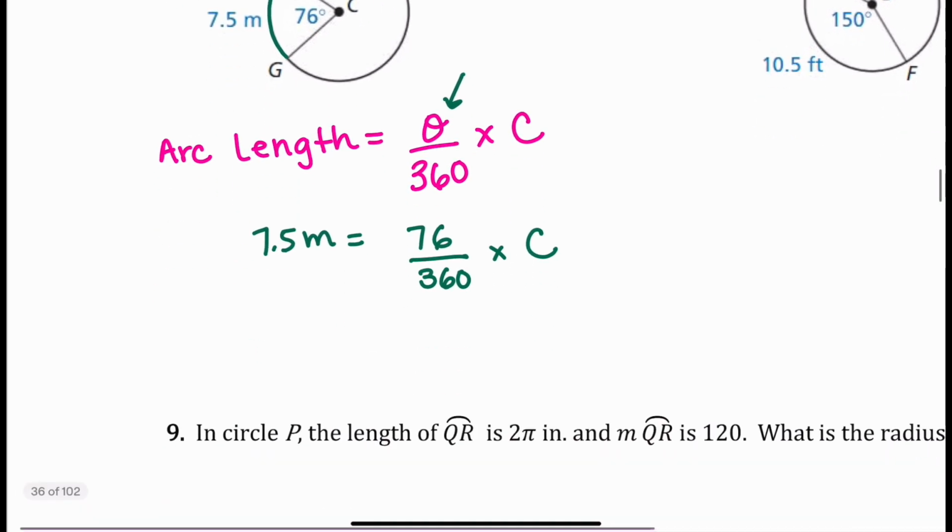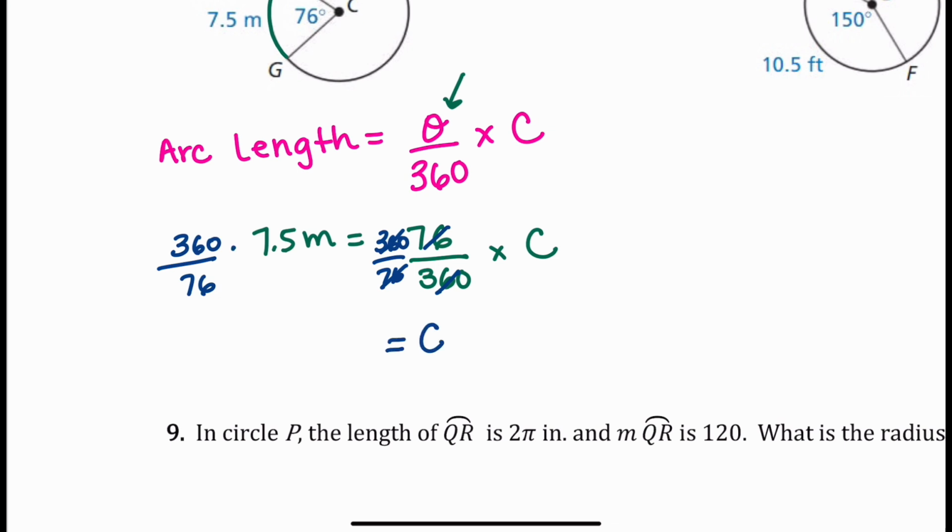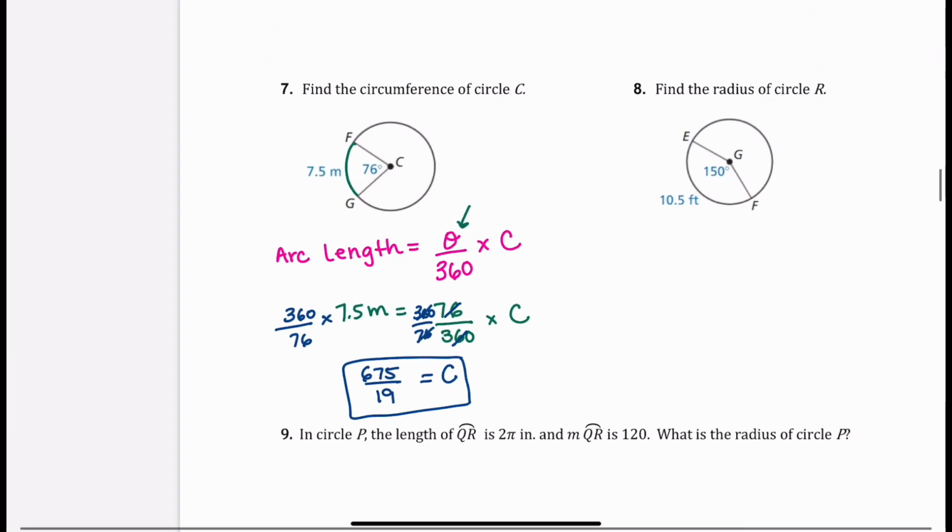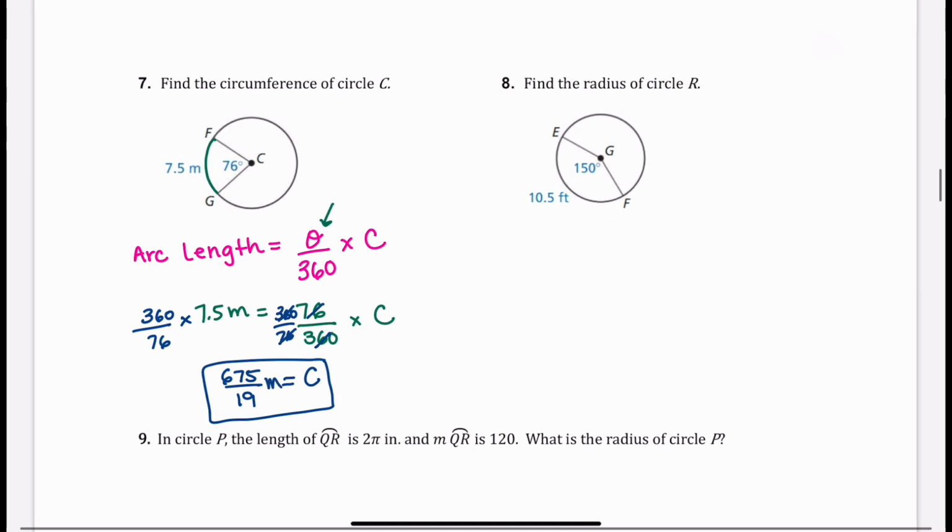So what I'm going to do is times both sides by 360 degrees over 76. The 76's cancel, the 360's cancel, and so I get my circumference is equal to 360 divided by 76 times 7.5. And then I get 675 over 19 would be the circumference of that circle. It's approximately 35.5 meters long.